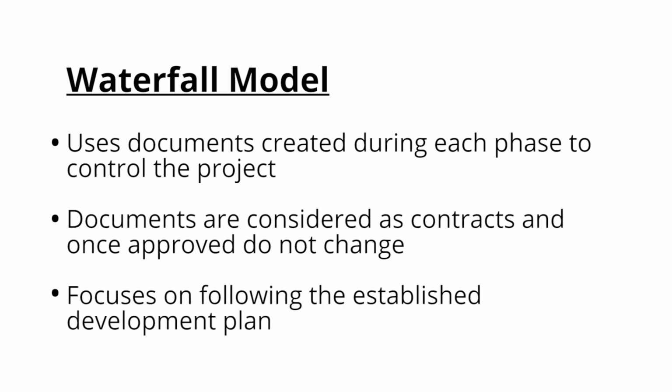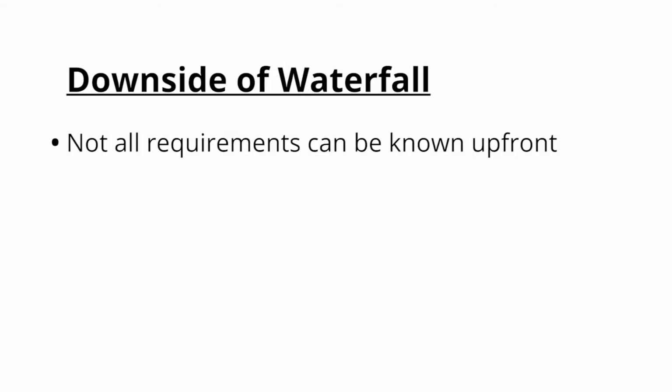Waterfall focuses on strictly following the established development plan as the way to keep the project on track. The downside to the waterfall model is that it assumes everything that needs to be known about a project can be known up front, but in reality, users often can't tell you exactly what they want until they see some sort of example or prototype.